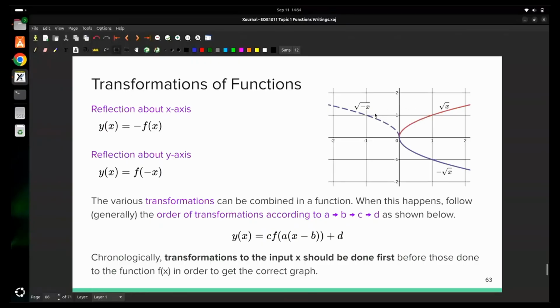Okay? So therefore, various transformations can be combined in a function, right? So the order of transformation is as such. This is a general recommendation: how do you do the order of transformations? A followed by B, followed by C, followed by D. But of course, some transformations you can do in any way you want. Those are for the easier transformations. But for more difficult transformations, it's recommended you follow this order. So this one we will delve more into in the tutorial question.